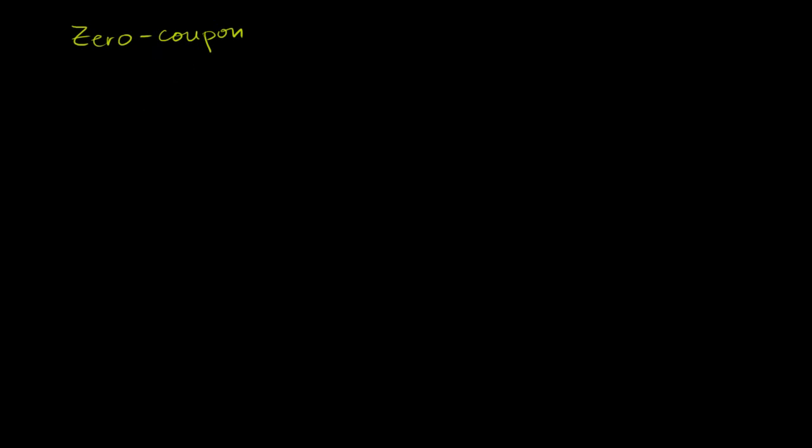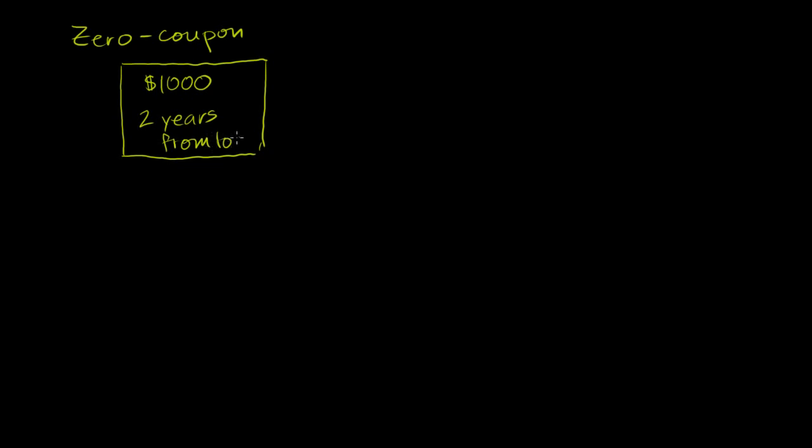So a zero coupon bond is literally a bond that just agrees to pay the holder of the bond the face value. So let's say the face value, the par value, is $1,000 2 years from today. There's no coupon. So if I were to draw a payout diagram, it would just look like this. This is today, this is 1 year, this is 2 years. You just get $1,000.